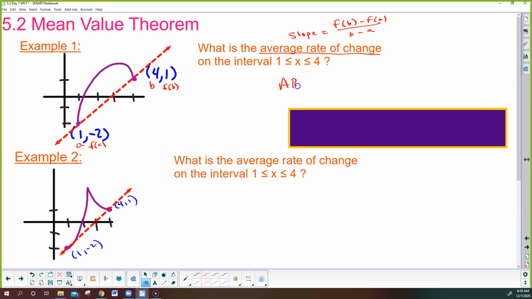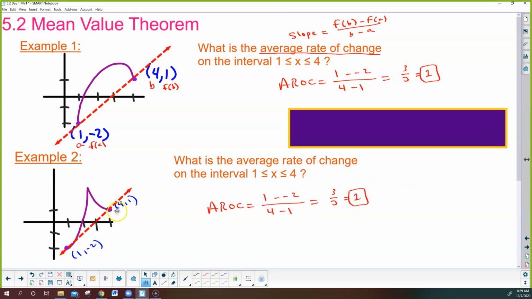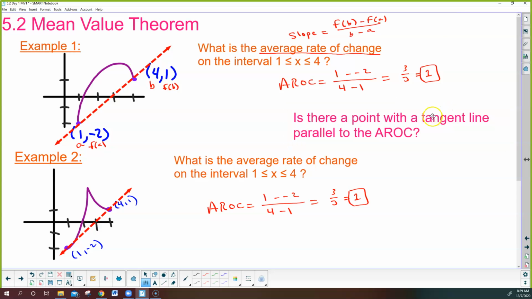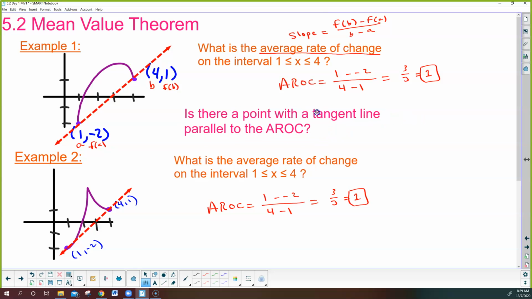So the average rate of change is the difference of your x's on the bottom, so 4 minus 1, over the difference of your y's up top. So we end up with 3 over 3, which is equal to 1. Now, that is the exact same work as down here. But we're not just testing slope today. We're testing our understanding of what slope is. And here's the question of the day.